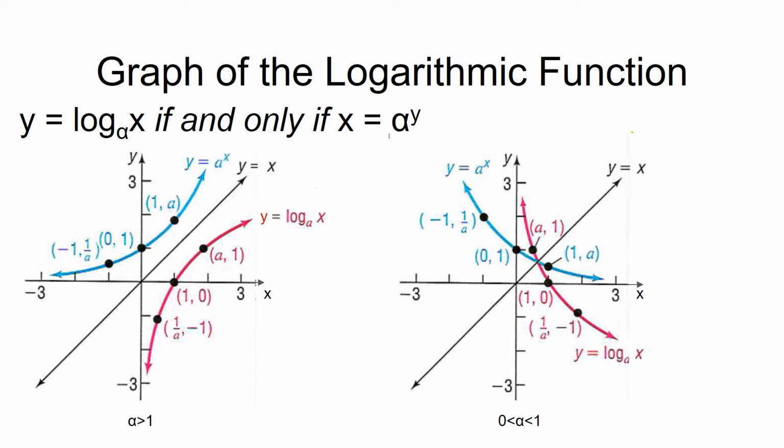And again, the axis of symmetry is y equals x. So we have the red graph, the inverse function, is still the mirror image of the blue graph. It just looks different, but the same conditions hold true.